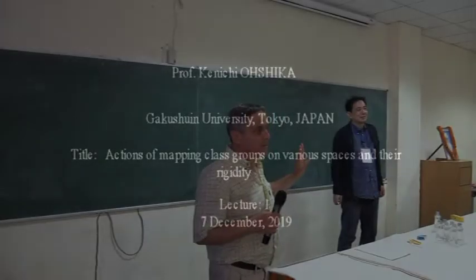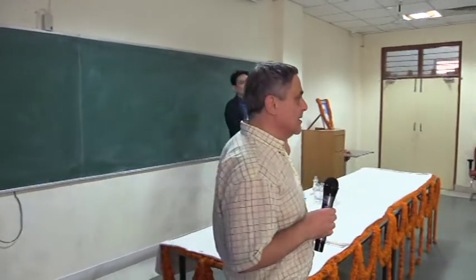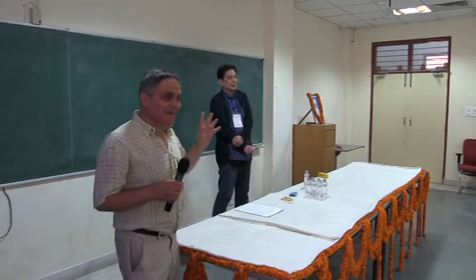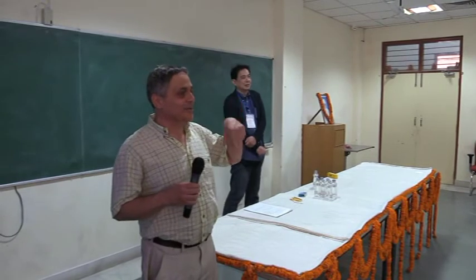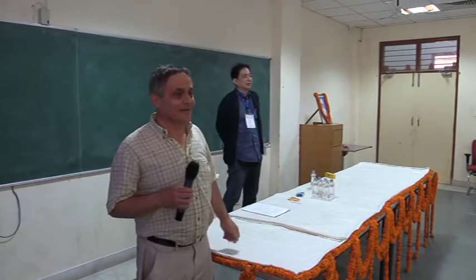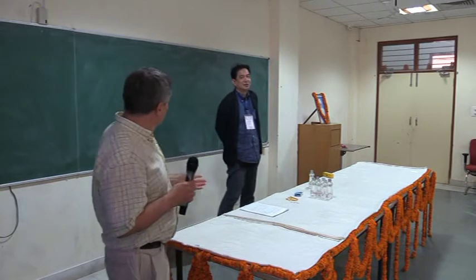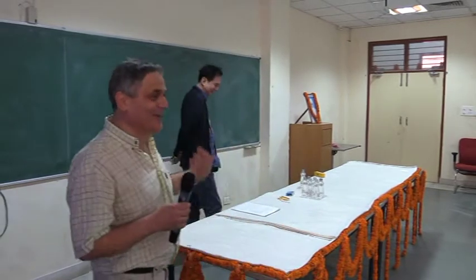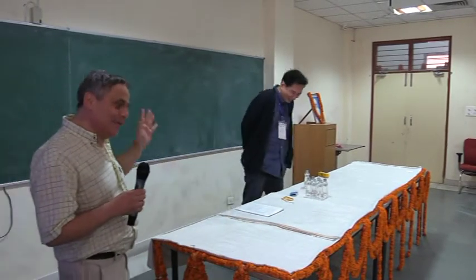Mapping class groups. Professor Oshika is a well-known mathematician in Japan. In fact, he teaches in Tokyo at Gakushuin University. This is the Imperial University, where the emperor's family studies. Other people are also allowed to study there, but it's known as the Imperial University. He's a very good mathematician.